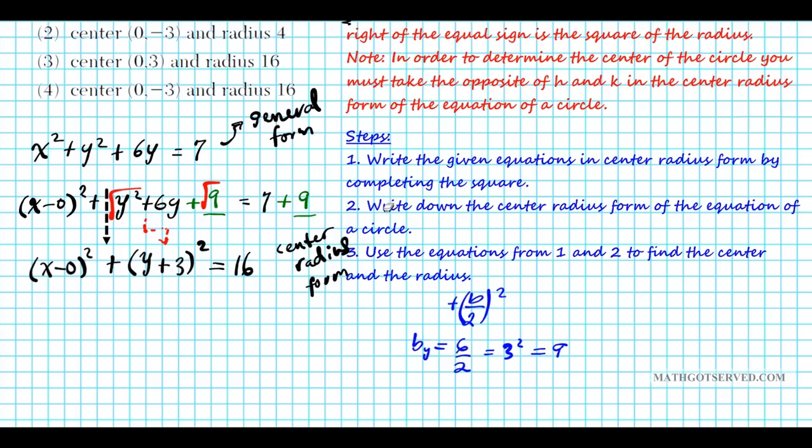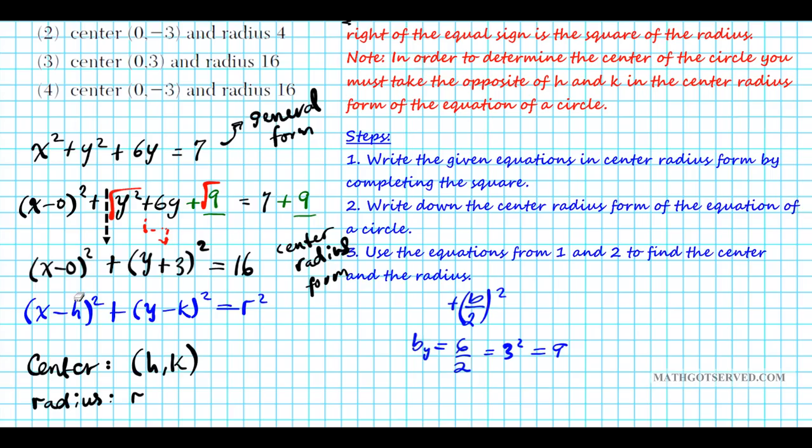Now we're done with step 1. Step 2, we're going to write down the general center-radius form of the equation of a circle. Okay, so that one is (x - h) squared plus (y - k) squared equals r squared. Okay, don't forget this equation is very important. Now, the center is (h, k), all right, and the radius is r.